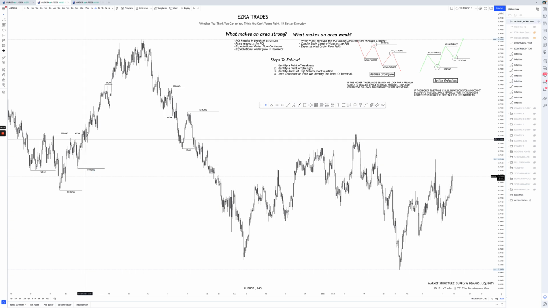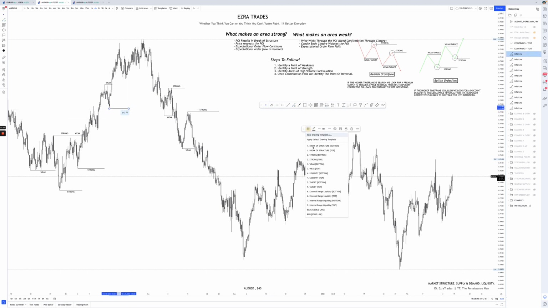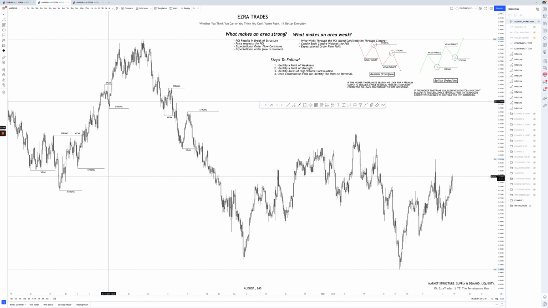So this one was strong, right? Same thing with this level, this was ran through. What gave that break? Here we have this area strong. That's the pullback. Price continues up, corrective pullback, break of structure to the upside. This area is the point of strength, right? This is the point of weakness, right? So hopefully that gives you some ideas.